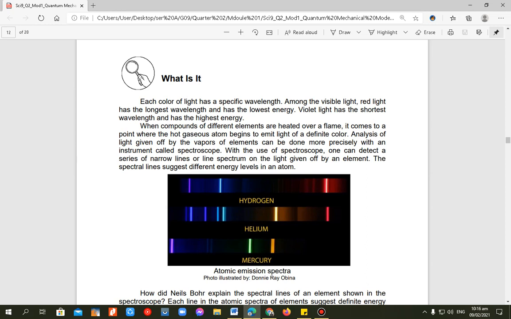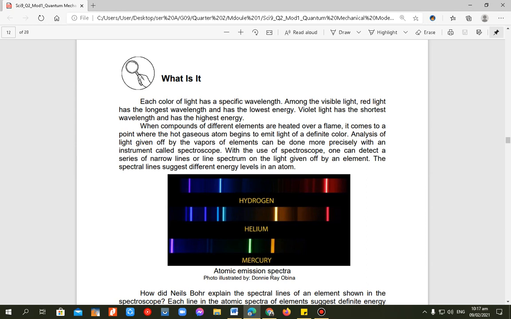Remember po yung Roger-Vieve po natin. So take note of that. Red light has the longest wavelength and has the lowest energy, and violet light has the shortest wavelength and has the highest energy, as you can see in the atomic emission spectra.